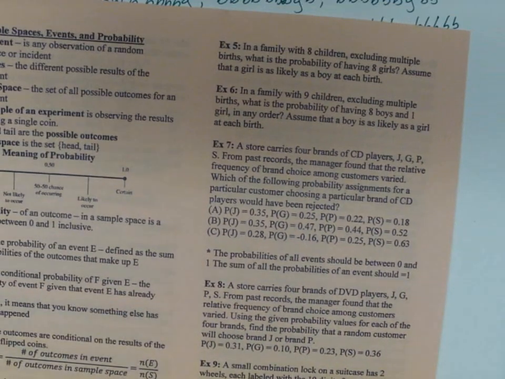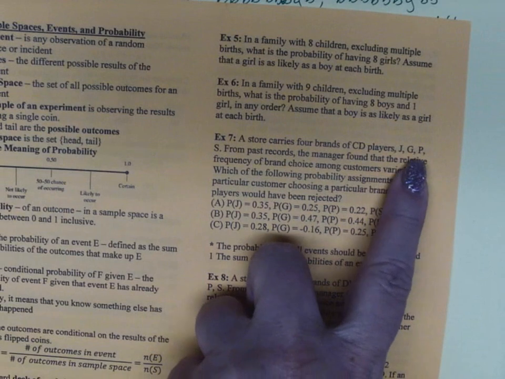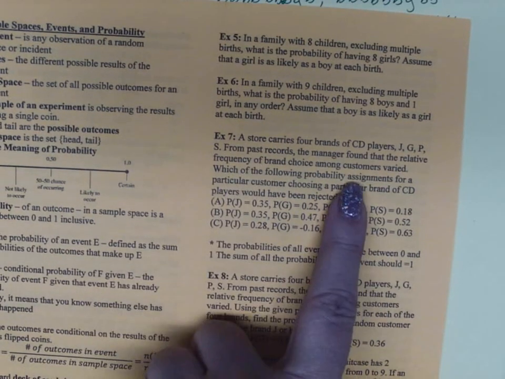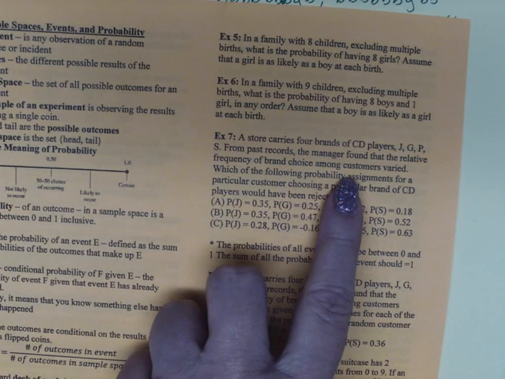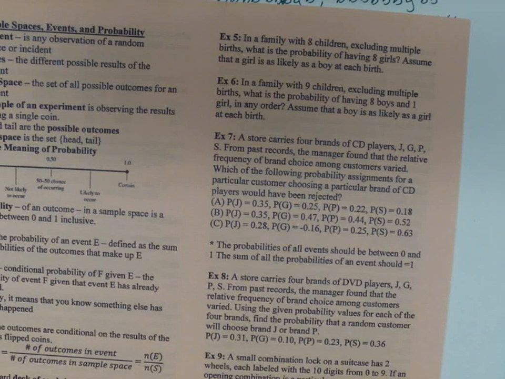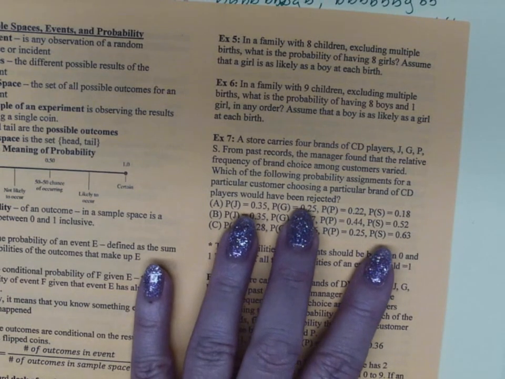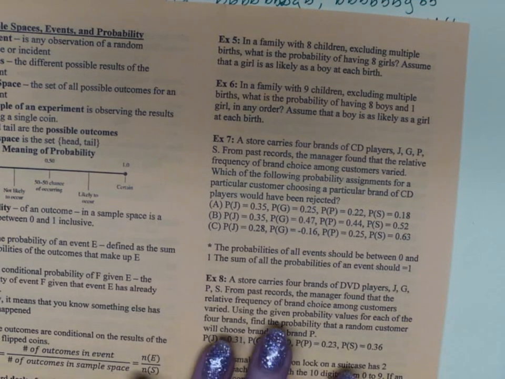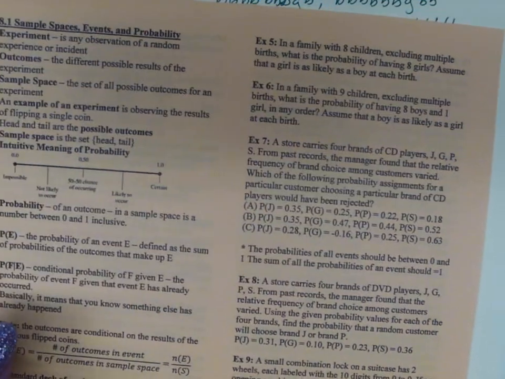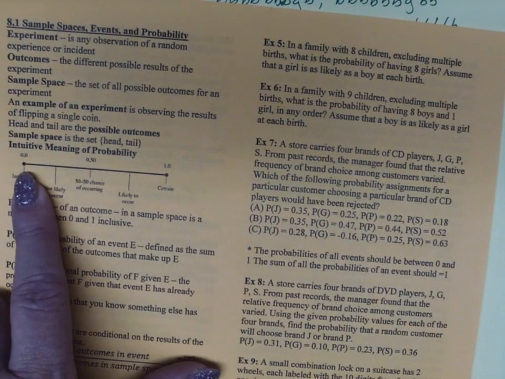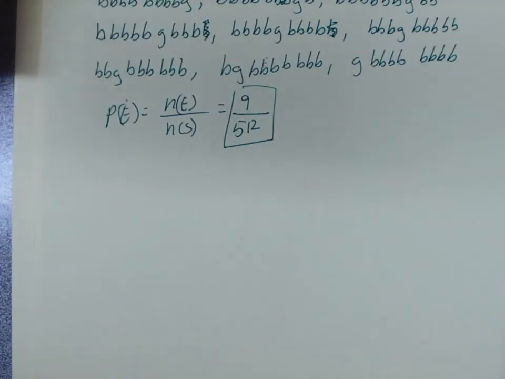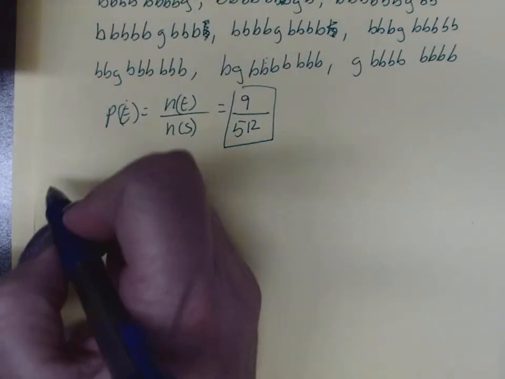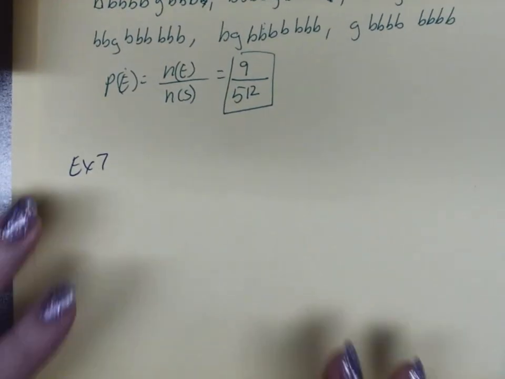A store carries 4 brands of CD players, J, G, P, and S. From past records, the manager found that the relative frequency of brand choice among customers varied. Which of the following probability assignments for a particular customer choosing a particular brand of CD players would have been rejected? So remember that the probability of everything has to be between 0 and 1. All right, so let's go look at doing some math here to see which ones might be rejected.